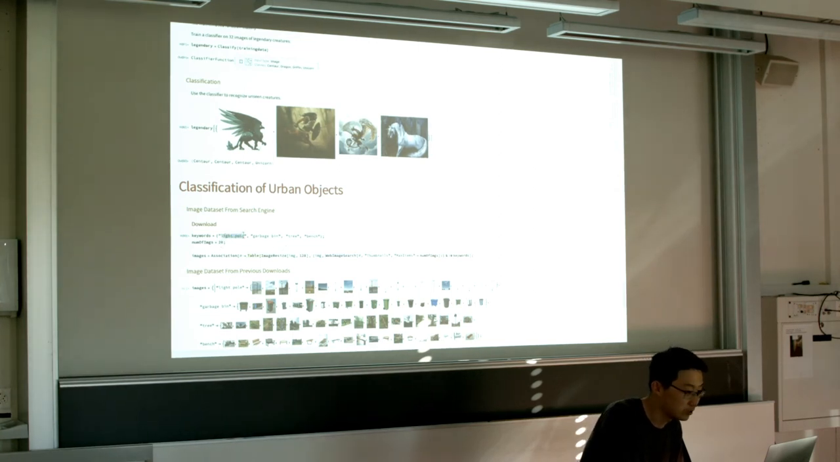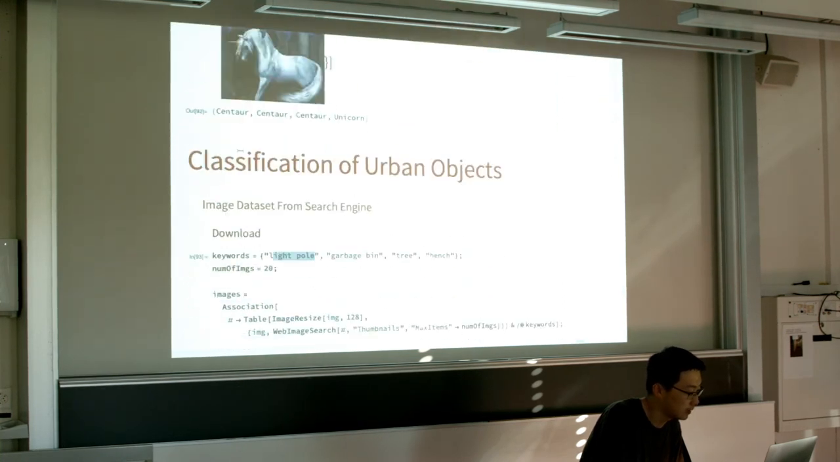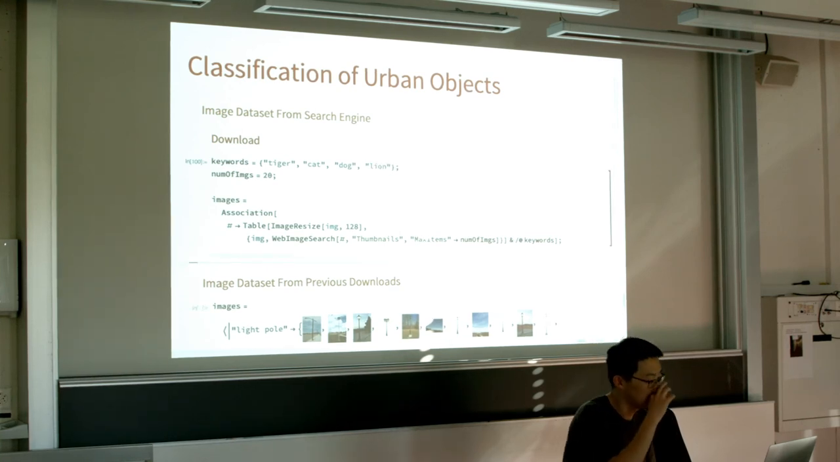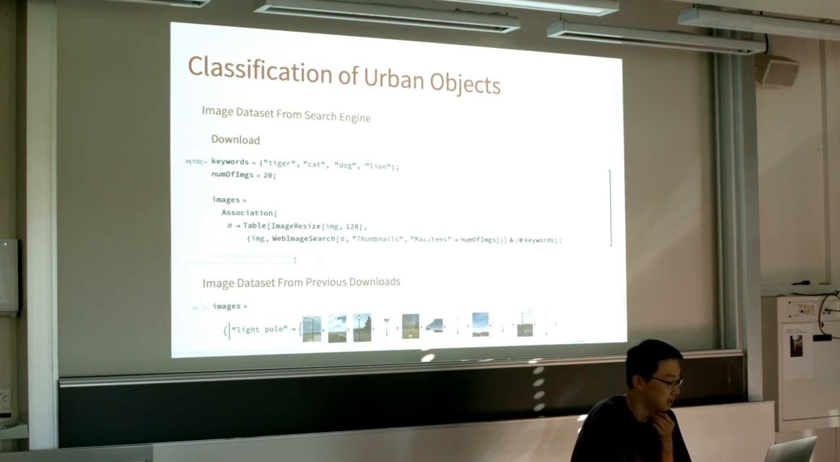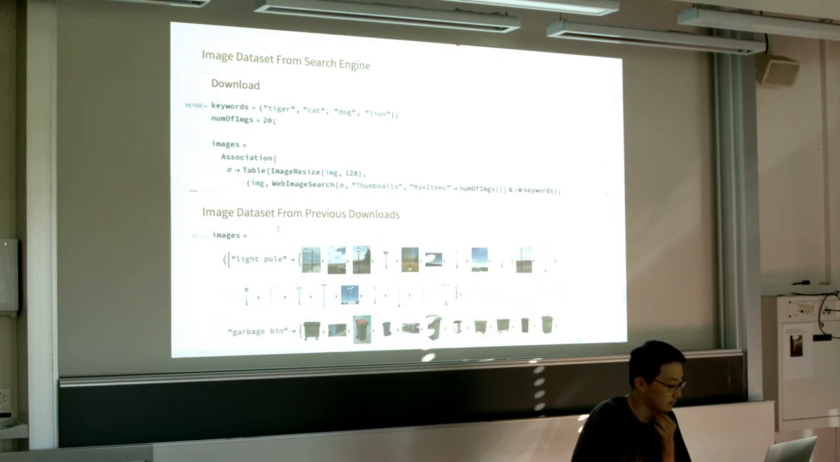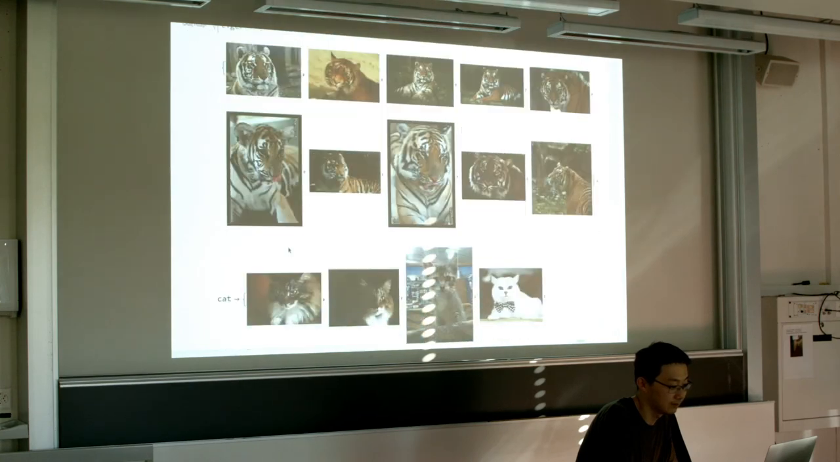For example, I can change this to 150. I want tiger here, and I want cat, dog, and, I don't know, lion. Each category gives me 20 images, and because the download is really fast, I simply download them all. Okay. And then I say images, it will be a collection of these. It's very cool.